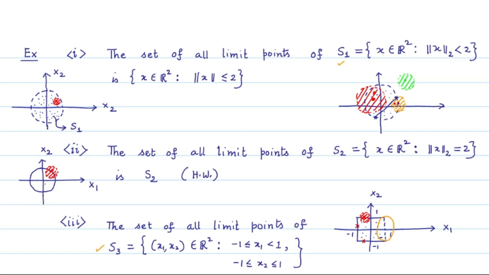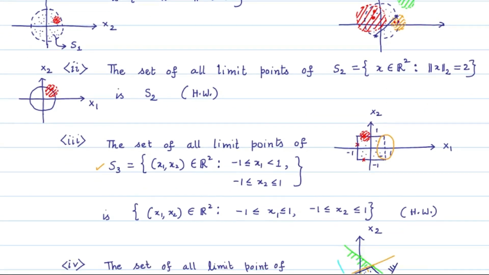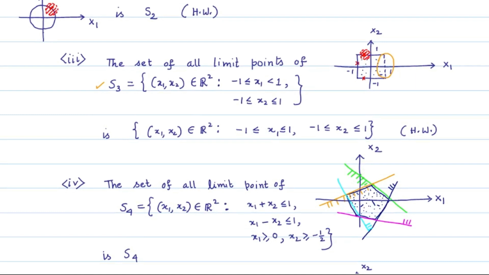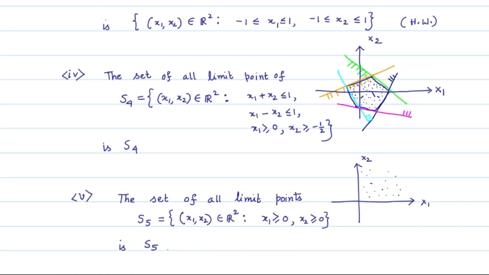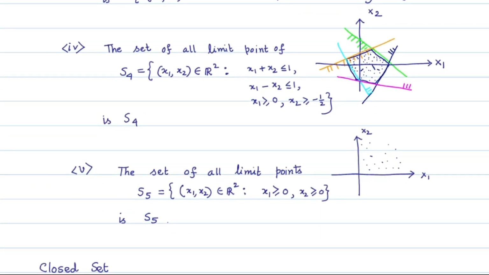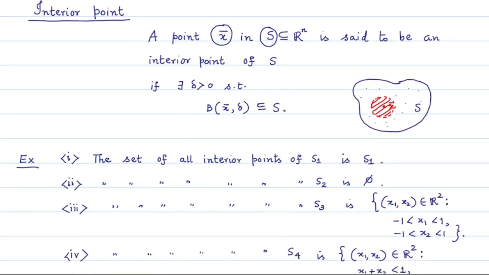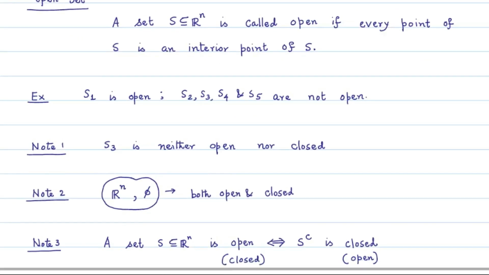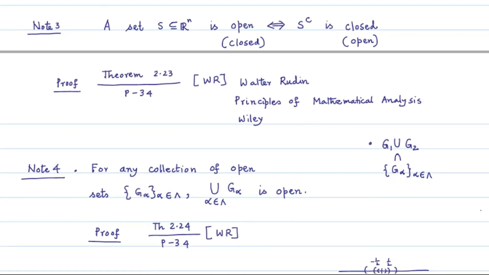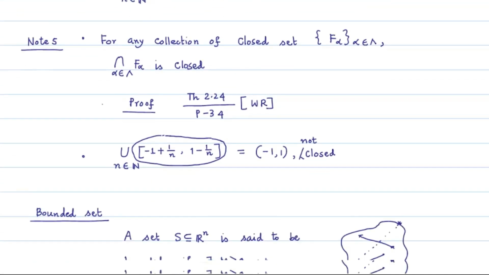Similarly, S2 is also a bounded set. S3 is a bounded set. S4 is also a bounded set. But S5 is not a bounded set. We simply write out this fact: except S5, all the sets S1 to S4 are bounded sets.